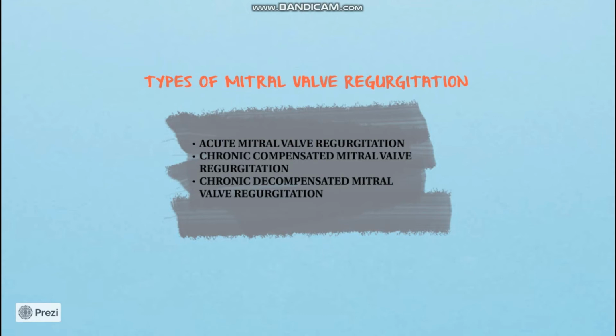Acute mitral valve regurgitation occurs due to the sudden rupture of chordae tendineae or papillary muscle, which causes a sudden volume overload of both the left atrium and the left ventricle. The left ventricle develops volume overload because with every contraction, it has to pump out not only the volume of blood that goes into the aorta, but also the blood that regurgitates into the left atrium.